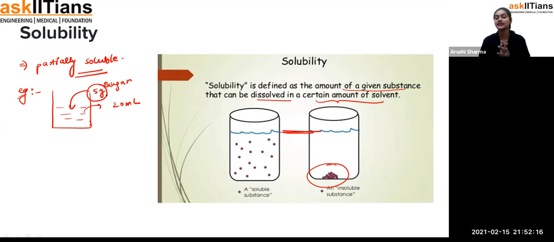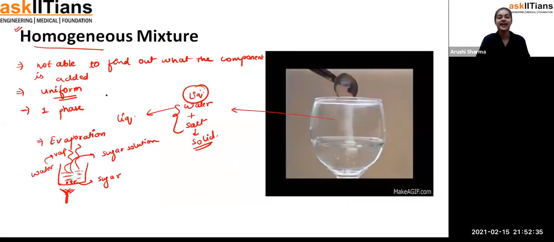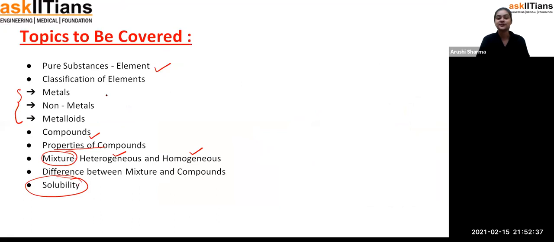the solvent, that we call the solubility, and it also depends upon the type of the substance, whether we are having a soluble substance, an insoluble one, or a partially soluble one. That means half of it is getting dissolved and half of it is not getting dissolved. So that's the condition. Fine, students. So this is solubility. Okay, so with that, we have discussed all of the topics of today's class.